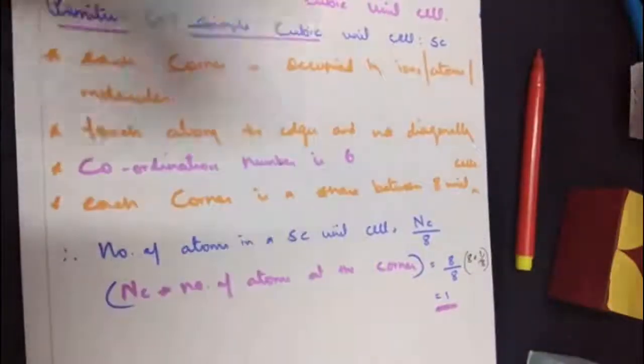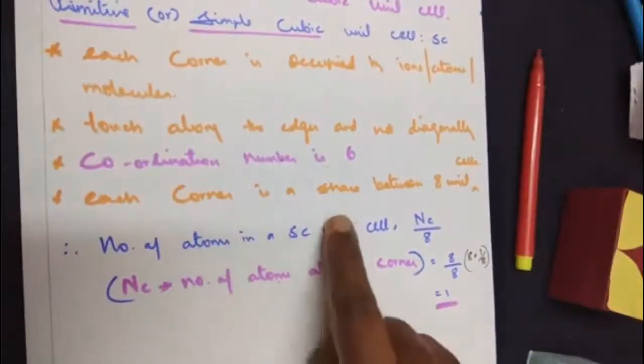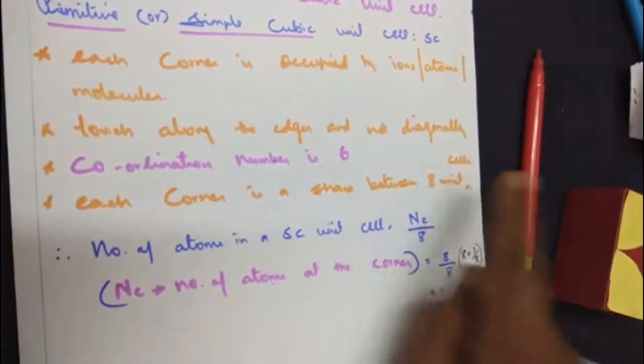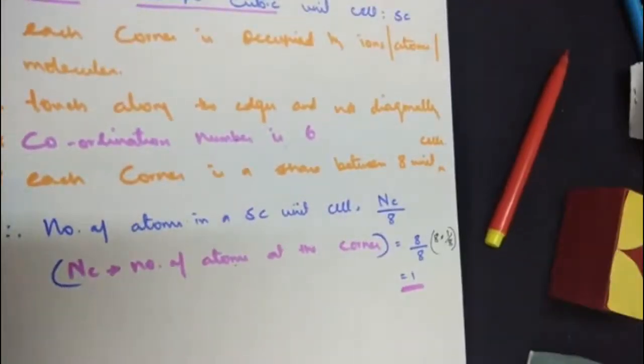Together, how many unit cells have we combined to make 1 particular particle? 8 cubic unit cells we have joined. I hope I made my point clear. This is the meaning of each atom at a corner being shared between 8 unit cells. So now you will understand better what I wrote here.